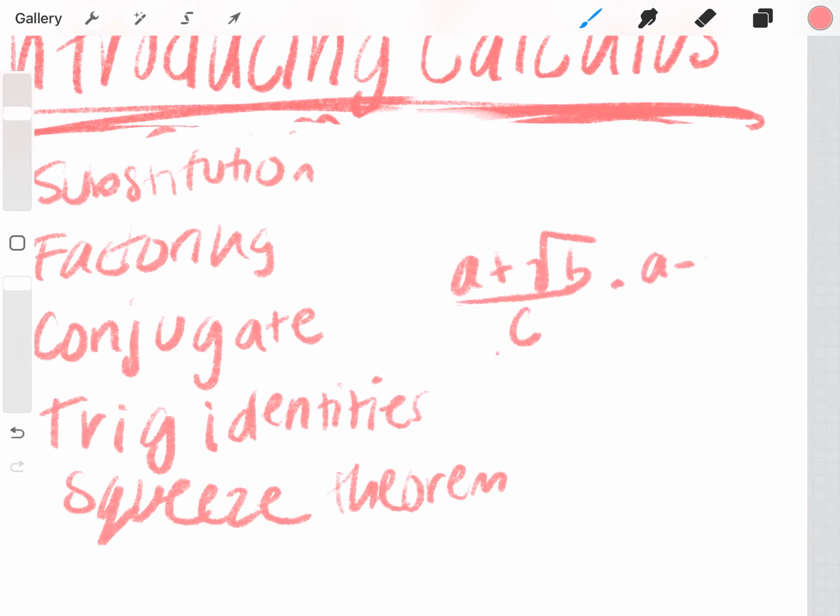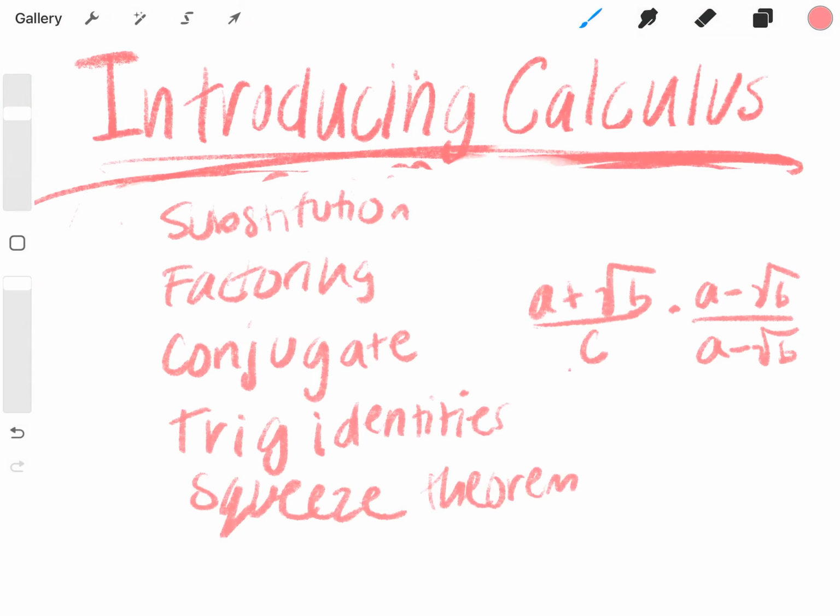So basically what you do is you multiply by the conjugate. So let's say you have the sum of two things. You multiply by the same thing, but you subtract the two things. So let's say you have square root x plus 2, then you just multiply it by square root x minus 2, right? And you do that for both the numerator and the denominator, and that's basically the conjugate method.